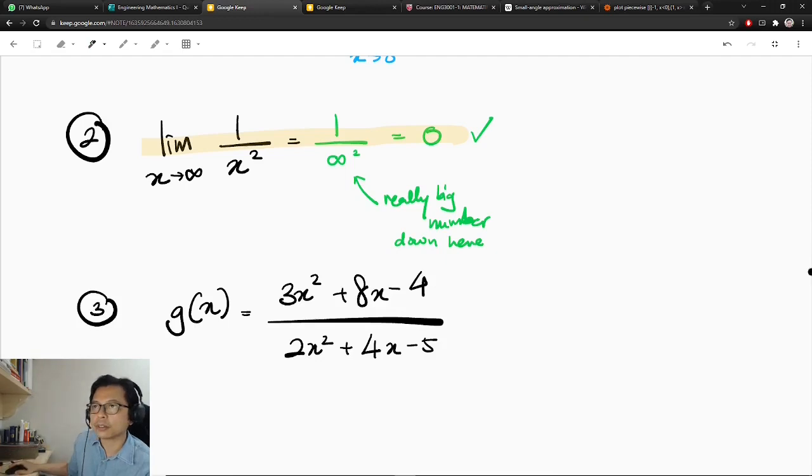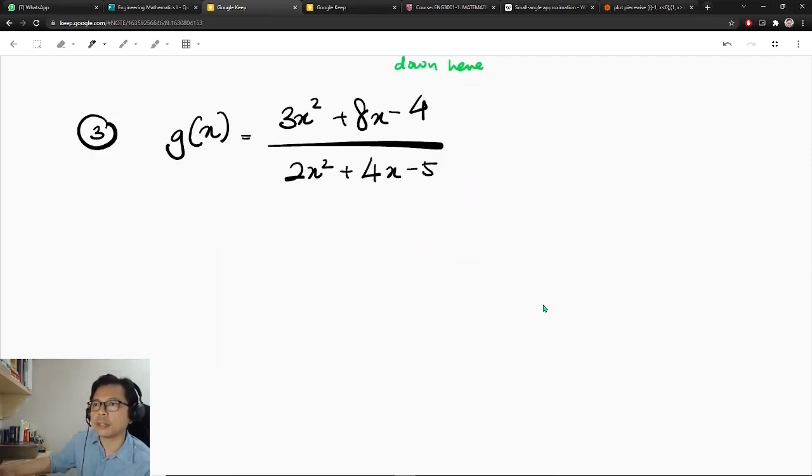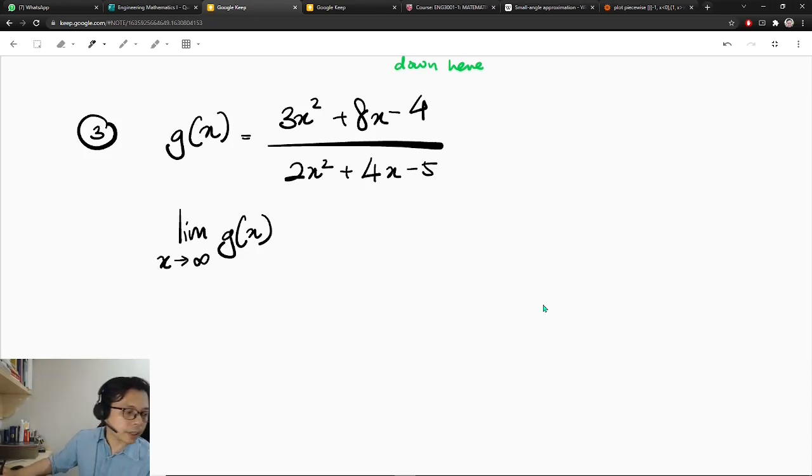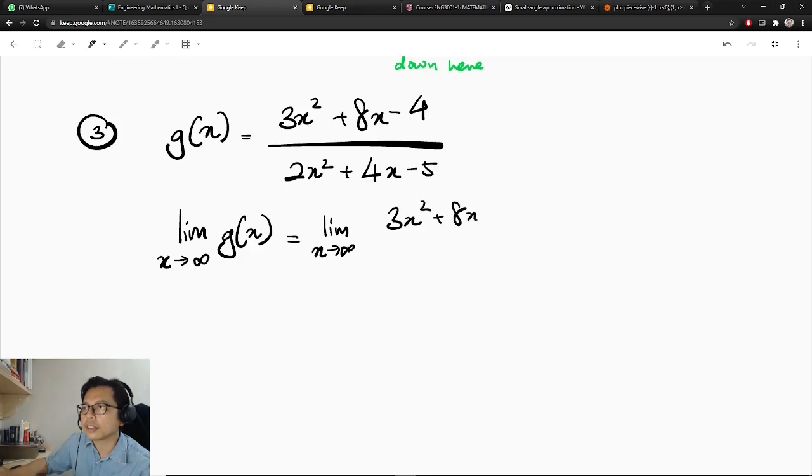Okay, so now how to find the limit of this? What's the limit of this function g of x as x approaches, what was it? Infinity. Yep. All right. One way you can do is this. Let me rewrite everything here again, just for completeness' sake so that it appears correct to you.